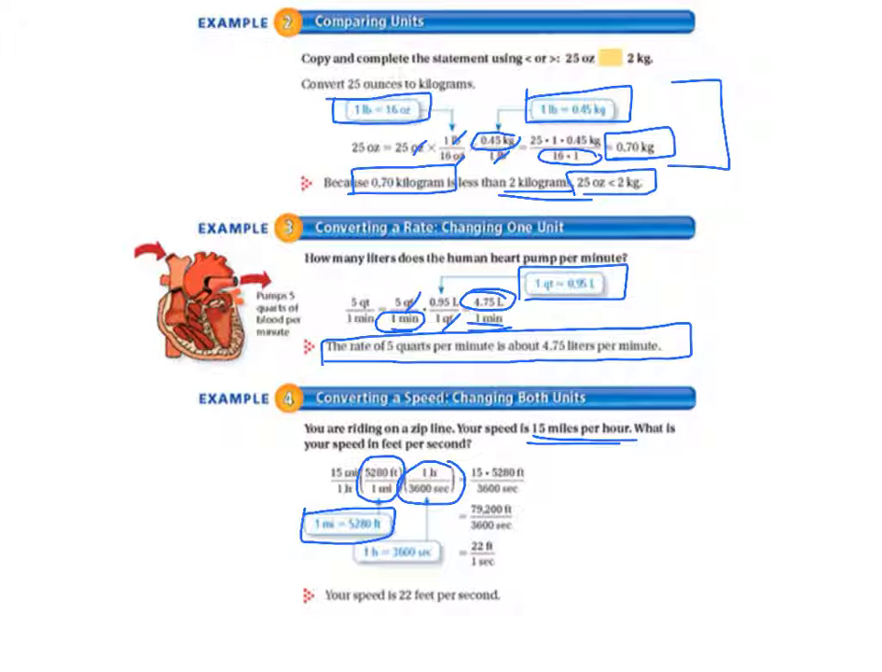So we've got a lot of multiplying to do. So we've got 15 times 5,280. And then when we multiply the bottom, that's 3,600 seconds. So when we multiply all of that, it comes out to 79,200 feet per 3,600 seconds. And then you finally divide that, and it's 22 feet per second. So your speed is 22 feet per second. That was a tough problem.